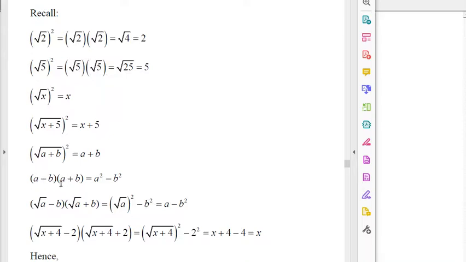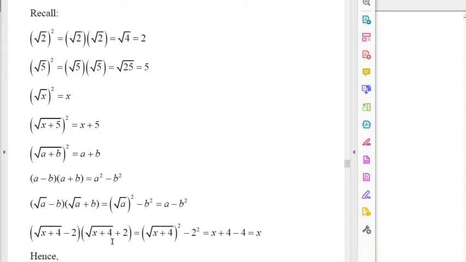And then also notice that this is the difference of two squares. a minus b times a plus b is a squared minus b squared. And therefore, we have the square root of a minus b times the square root of a plus b. Then this is also the difference of two squares. So it'd be the square root of a squared minus b squared. But the square root of a squared is a. And therefore, we have something like the square root of x plus 4 minus 2 times the square root of x plus 4 plus 2.